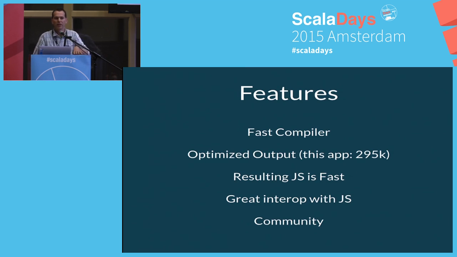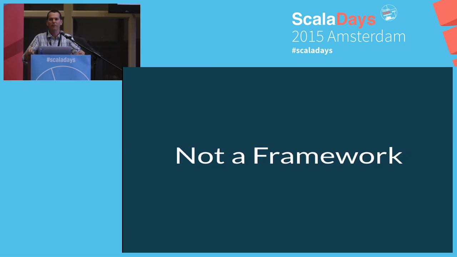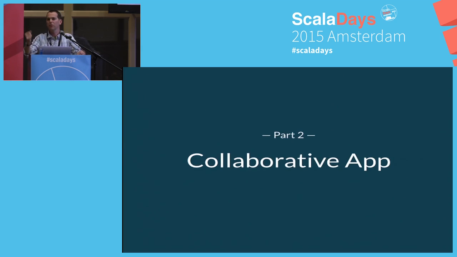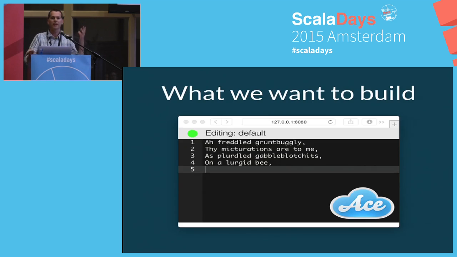The last thing I want to say, just to introduce Scala.js, is that it's not a framework. So if you're familiar with something like GWT, it's not a GWT, and it's not a web framework like Angular. It's a Scala to JavaScript compiler. And what you do with that is kind of up to you. What we're going to do with it is build this collaborative app. What that's going to end up looking like is something like this. So this is a web browser with a souped-up text editor in it, and we're using an existing JavaScript editor called Ace.